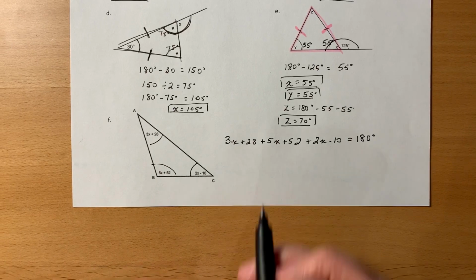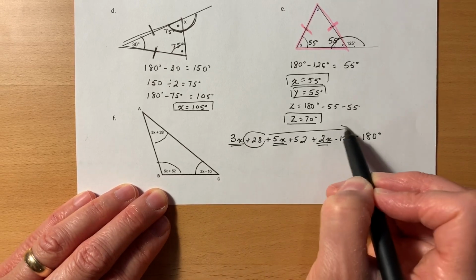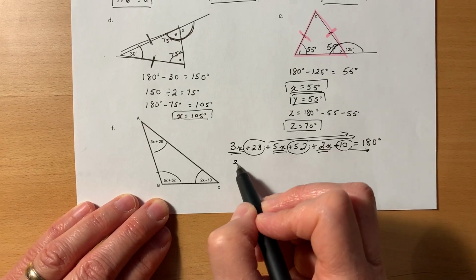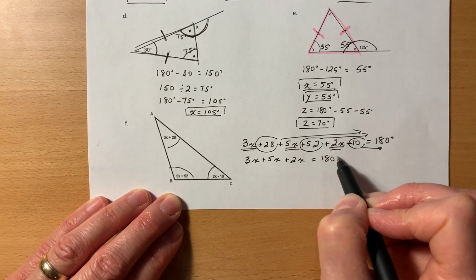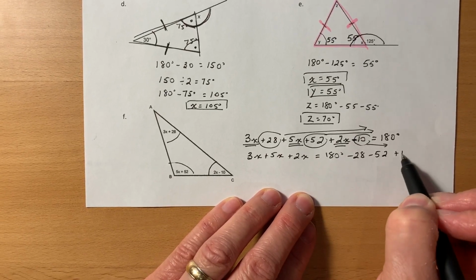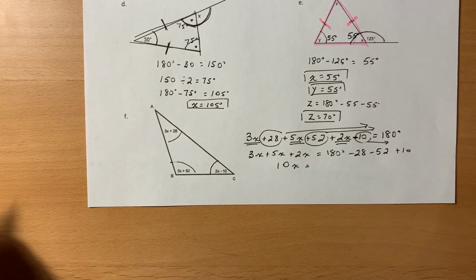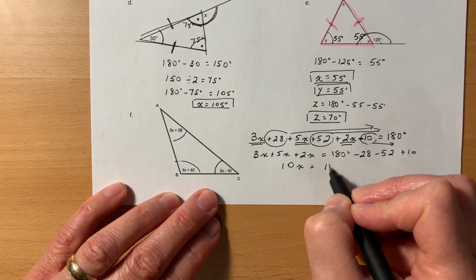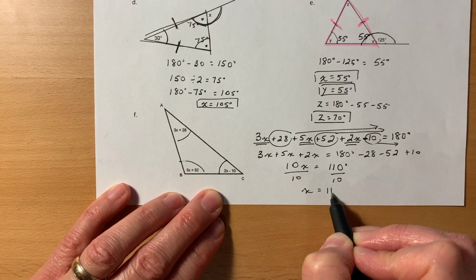Now this is an equation, so I'm going to keep all my x's here. Anything without an x, I'm going to move over, and I'm going to remember to change the sign. So I have 3x plus 5x plus 2x equals 180, take away 28, take away 52, plus that 10. So this is 10x equals 110, since 180 minus 28 minus 52 plus 10 is 110. Now divide by the number in front of x, so I know each x is 11.